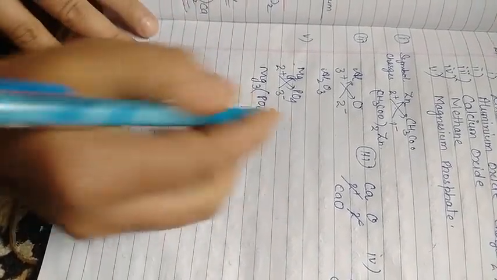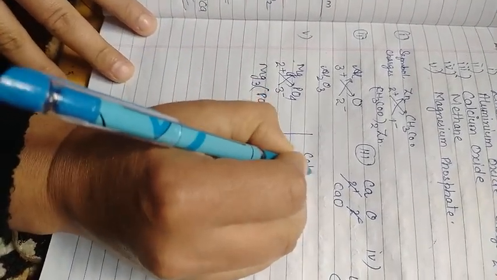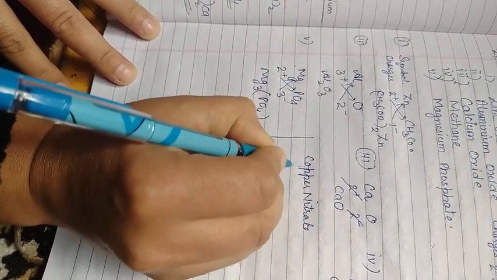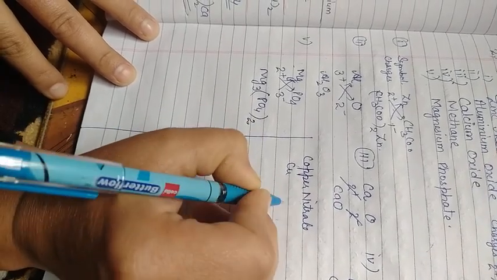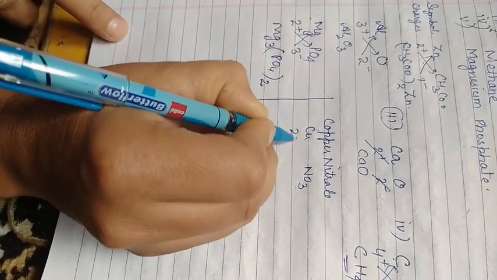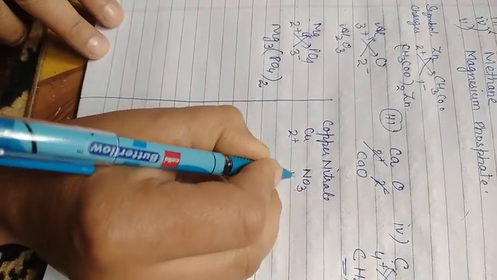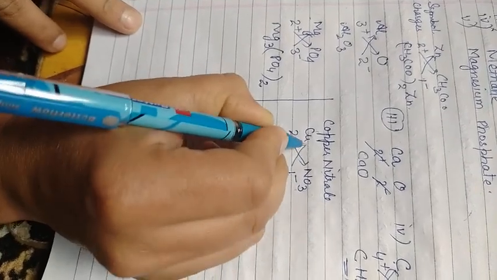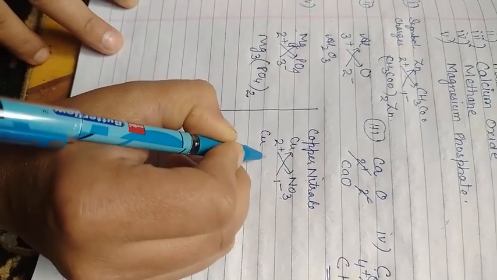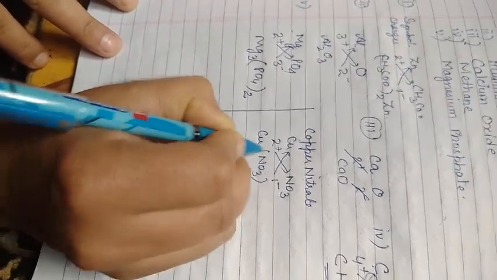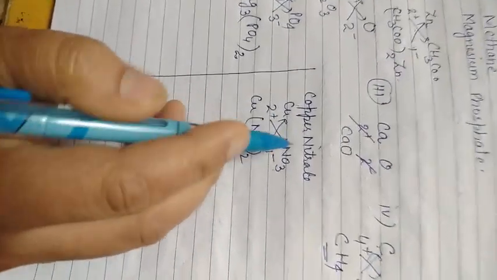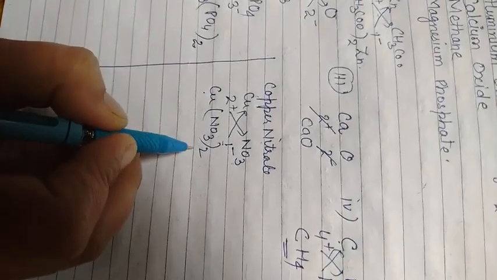Let's solve some more formulas. For example, if we have to write the formula of copper nitrate, then we write the symbol of copper, Cu, and nitrate is NO3. Now the charge on copper is 2 plus, and on nitrate it is 1 negative. Again crisscross the charges, and the formula will become Cu(NO3)2. We know that 1 is not written as a subscript. So the formula of copper nitrate will be Cu(NO3)2.